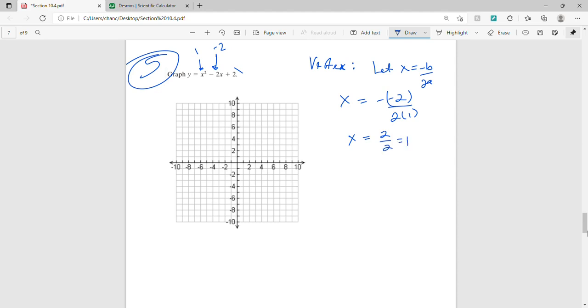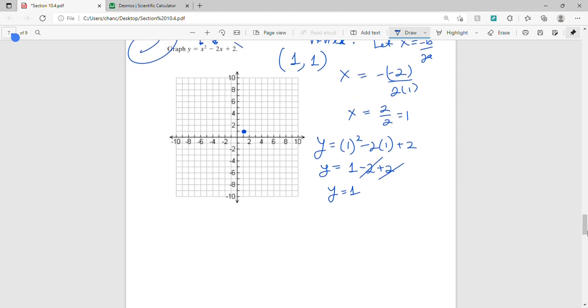That means the vertex is the point 1, something. So we'll put 1, and we'll have to figure out what the y coordinate is. So let's substitute the 1 into the x's. And so we get y equals 1 squared, which is 1, -2 times 1 is -2, plus 2. And so that gives us y equals 1. That means my vertex is the point 1, 1. Let's graph that vertex, 1, 1.